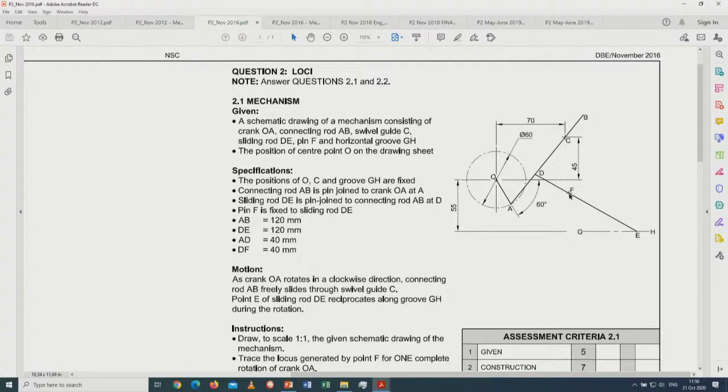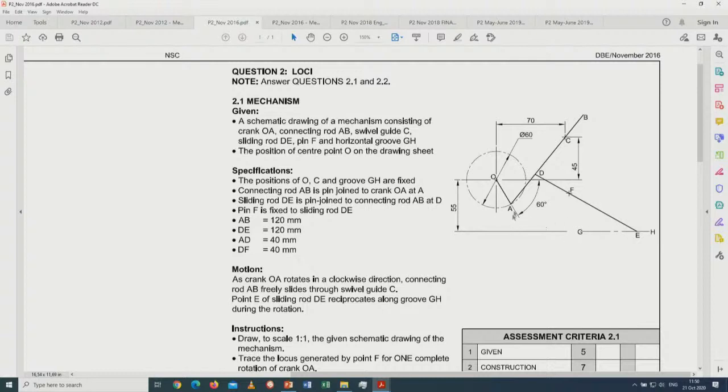And then specifications: O, C, and groove GH are fixed. In other words, O is at the point you can't go without, so therefore you have to measure and determine where exactly from O, how far, how high, how wide, and whatever the case might be. So those are all fixed. O is fixed, C is fixed, and this groove GH is also fixed, right? So that's going to be staying there.